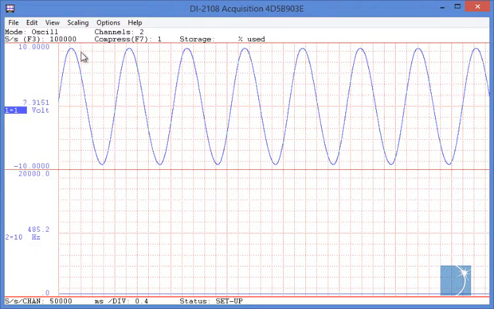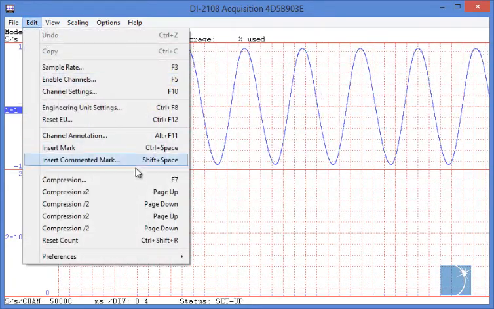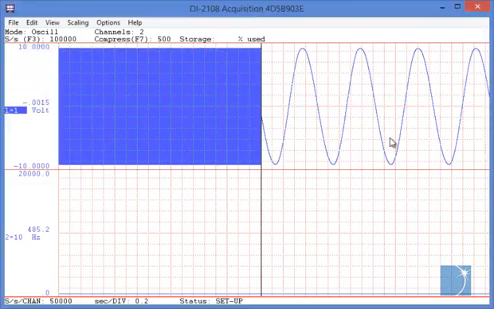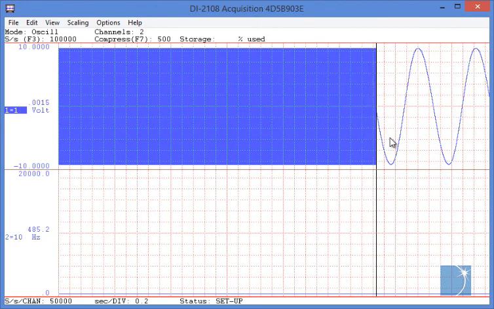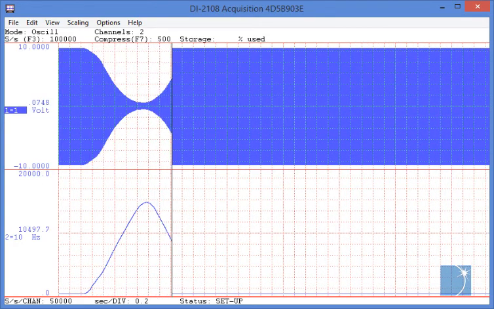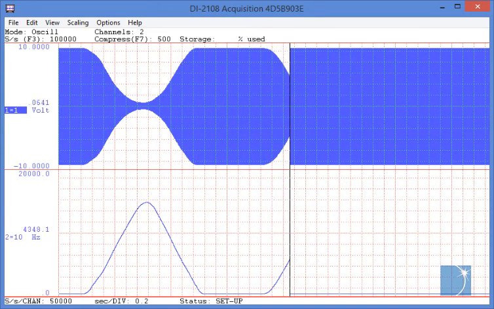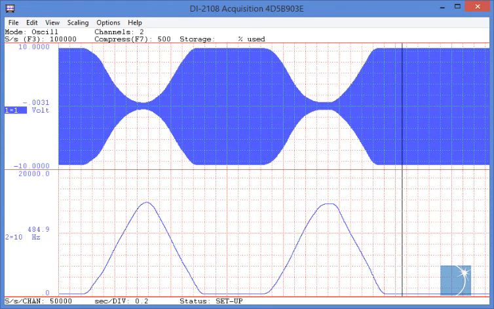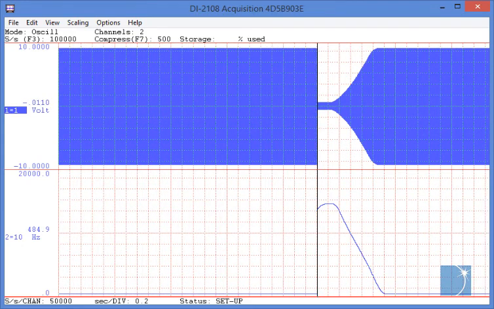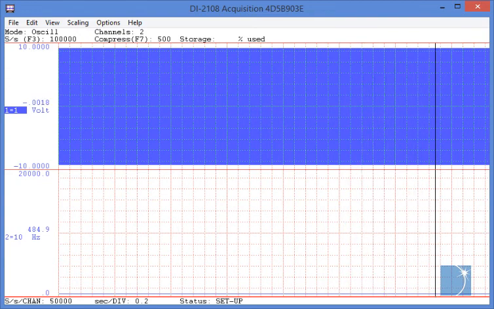To further illustrate the effectiveness of the low-pass filter, we'll apply a compression factor of 500. Here you can clearly see the signal attenuate as the frequency rises. To optimize the filter response, we recommend a sample rate 10 times the highest frequency of interest.